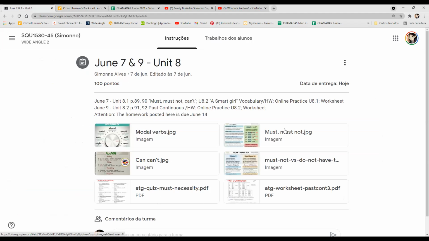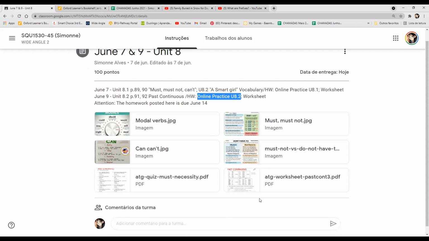So, people, back to our page on Google Classroom. I'm showing you here the homework for next week, okay? So you should do online practice, unit 8.2, and the worksheets I posted. Not so many, okay, guys? I just posted, I think, one worksheet here about the past continuous, okay? So it's really simple to do, nothing much. If you haven't done the other one, then okay, you have to. This is about the modal verbs we saw last class. Okay, guys? So that's it for next week. You can do online practice 8.1, 8.2, and then you're done.